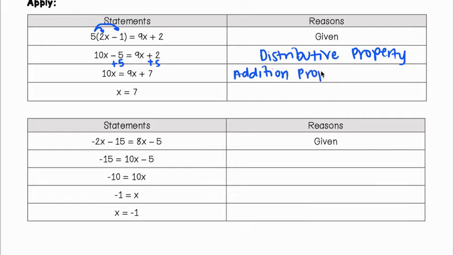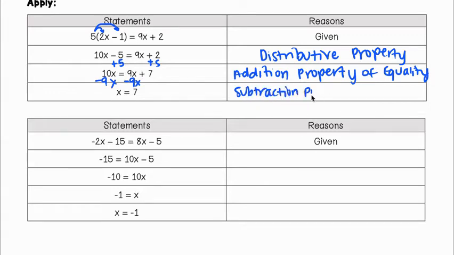Then in my last step, I'm left with x equals 7. So if I got x equals 7, then what did I have to do to both sides to get that? Well, I subtracted that 9x from each side to leave me with x equals 7. So that would just be our subtraction property of equality.